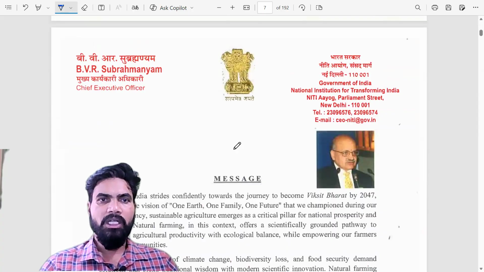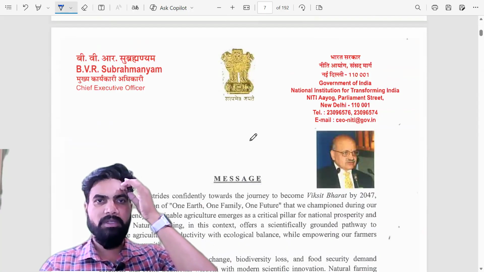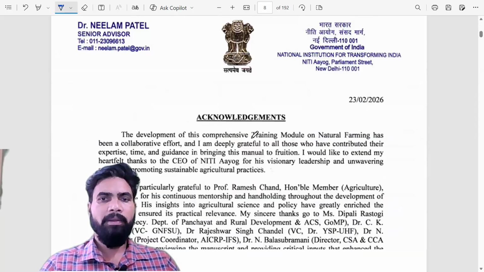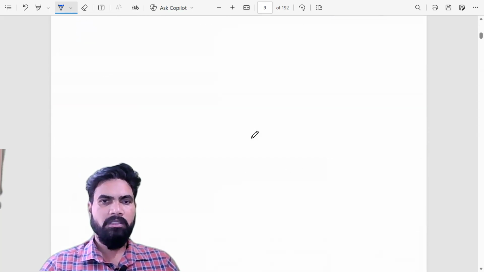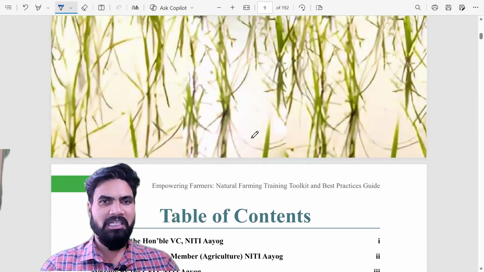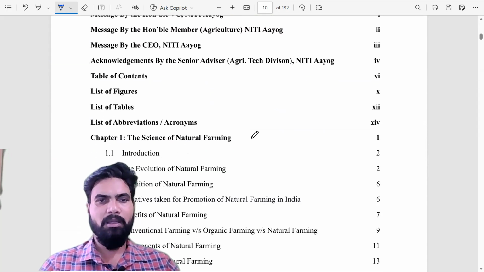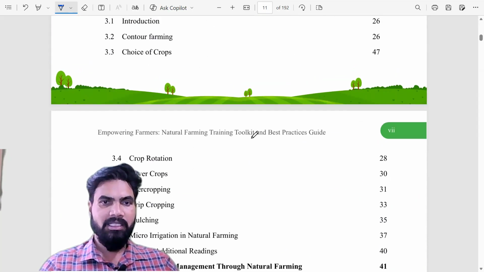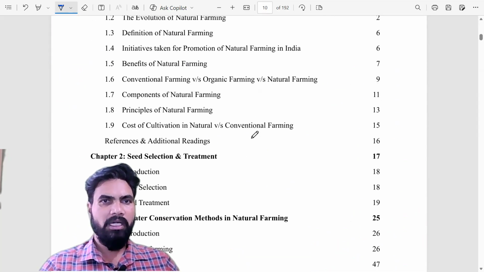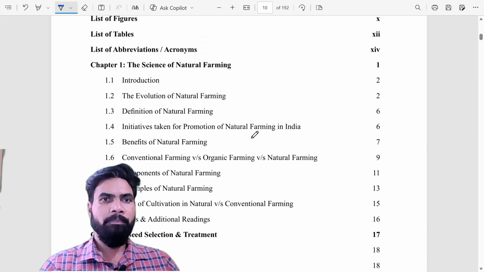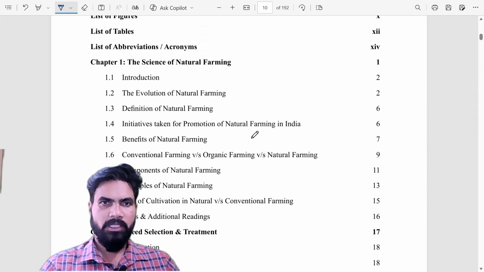In message of CEO is also there, BBR Subramaniam. Okay. Acknowledgements are also there. This is how actually the report will be written. Okay, then table of contents is there. See, let me show you the table of contents once, and the areas we will be focusing.